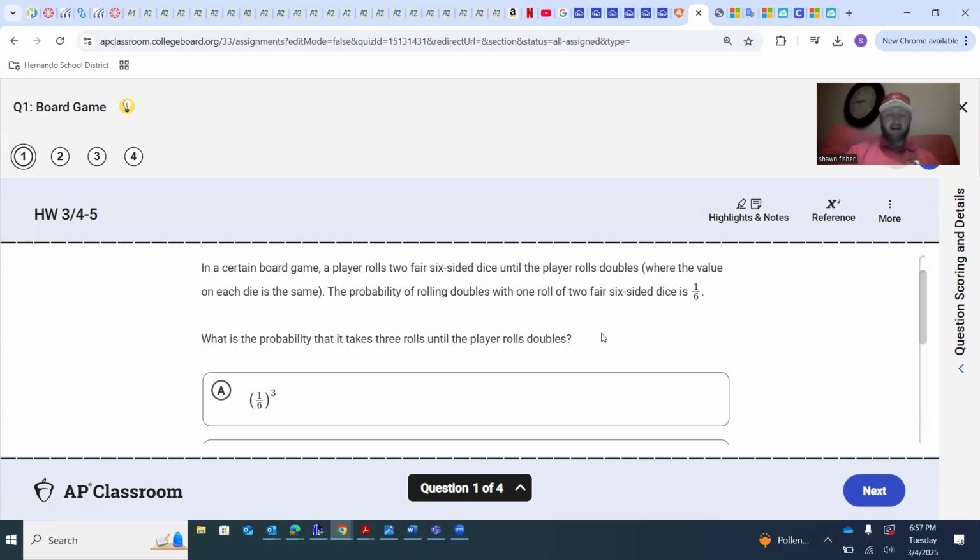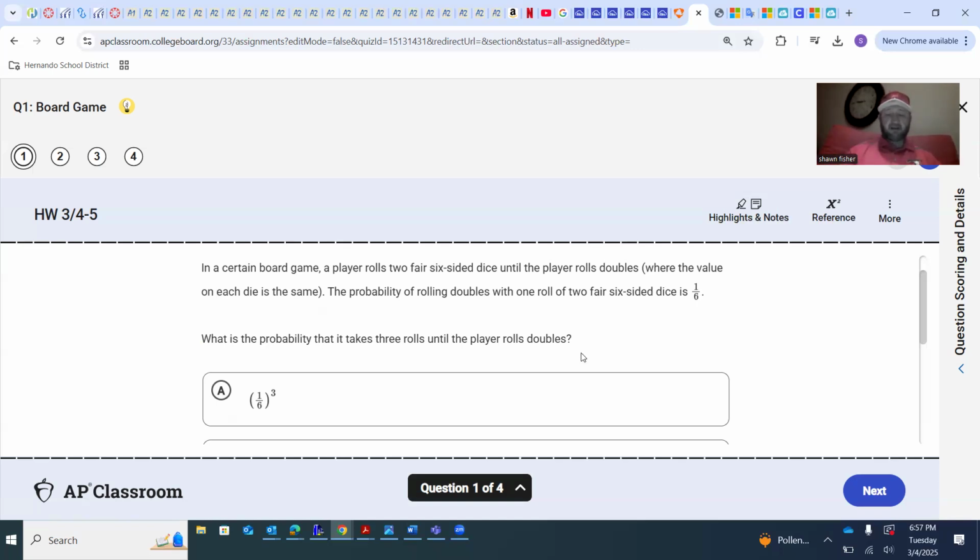So we're going to set it up in such a way. We're going to say if it takes three rolls, that means the first two have to fail. Well, if it's 1/6 success, what would it be to fail? Well, 5 out of 6 would fail. So I need 5 out of 6, another 5 out of 6, and then on the third roll, it needs to succeed, which is 1 out of 6.